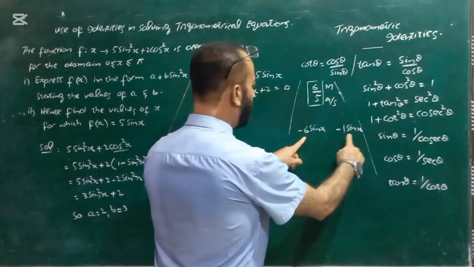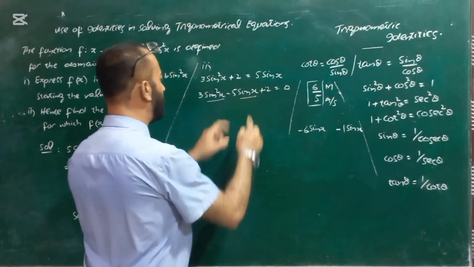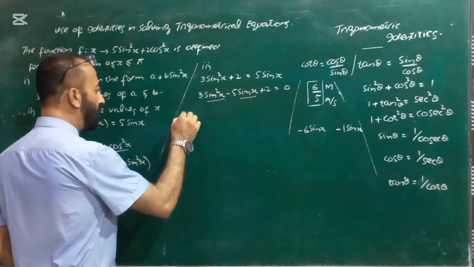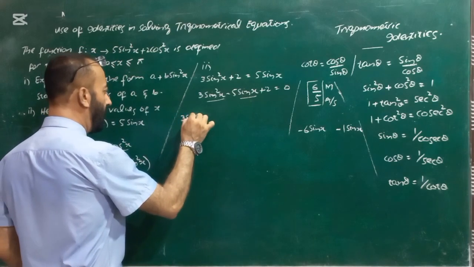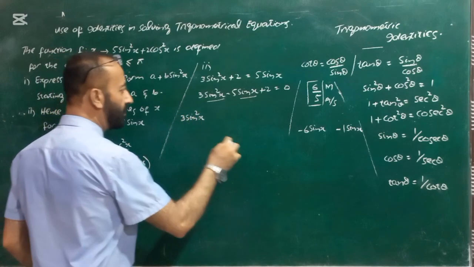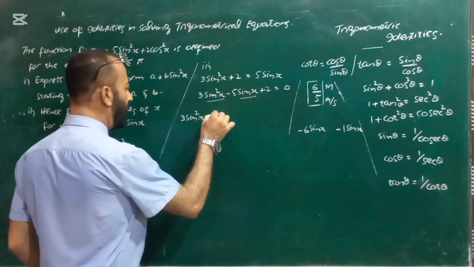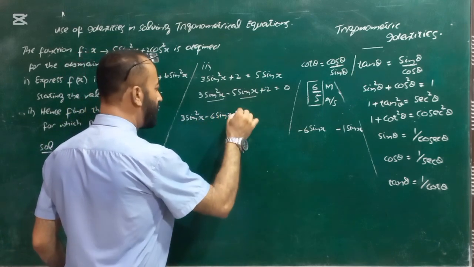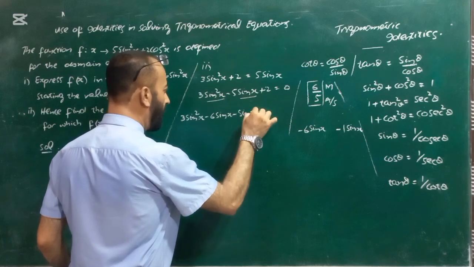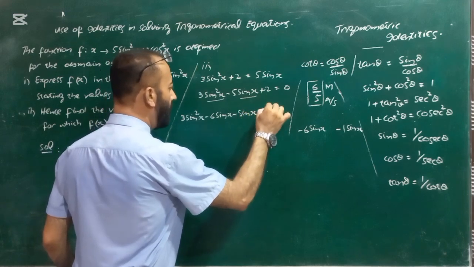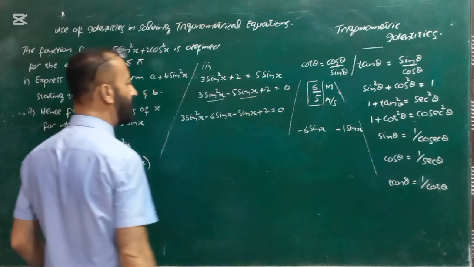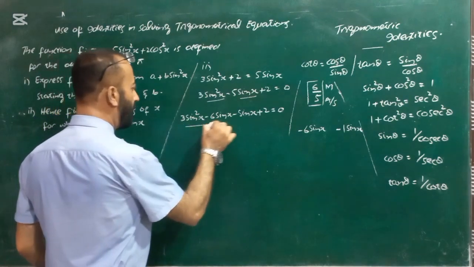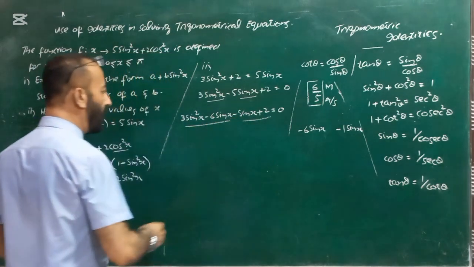So now we will write these two values in place of the central value. So look now, 3 sin²x will remain as it is, minus 6 sin x minus sin x and plus 2 equal to 0 will remain as it is. At this step, make pairs and take common.